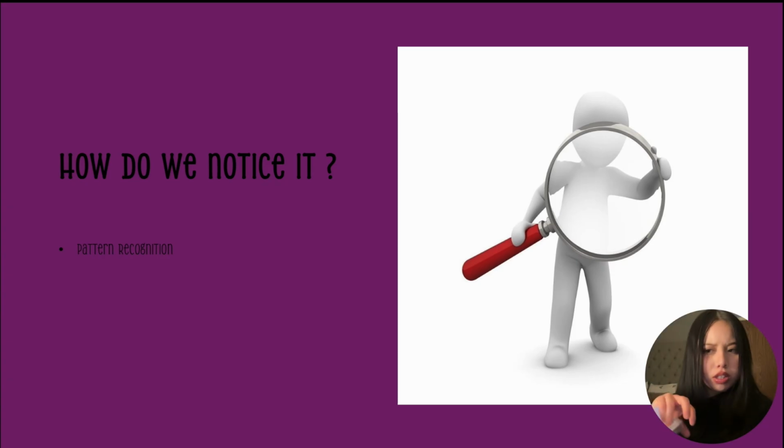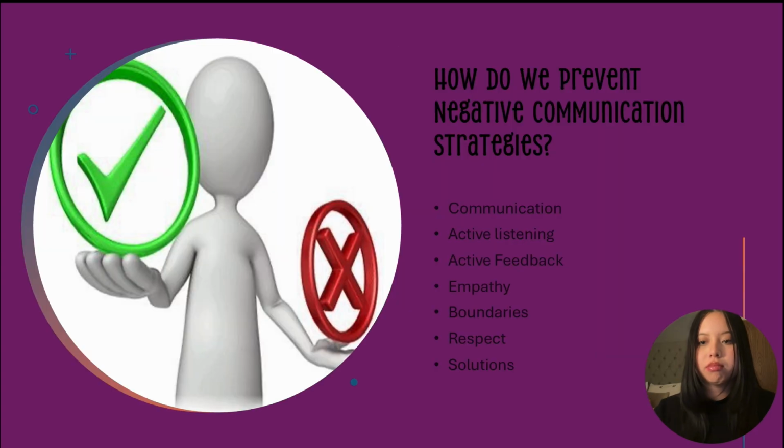Now, how do we notice it? We notice these behaviors by pattern recognition, which means observing very carefully and realizing how often these behaviors happen throughout the relationship. And you have to be very open-minded to see that these behaviors that are happening very often are not okay, and you need to put a stop to that.